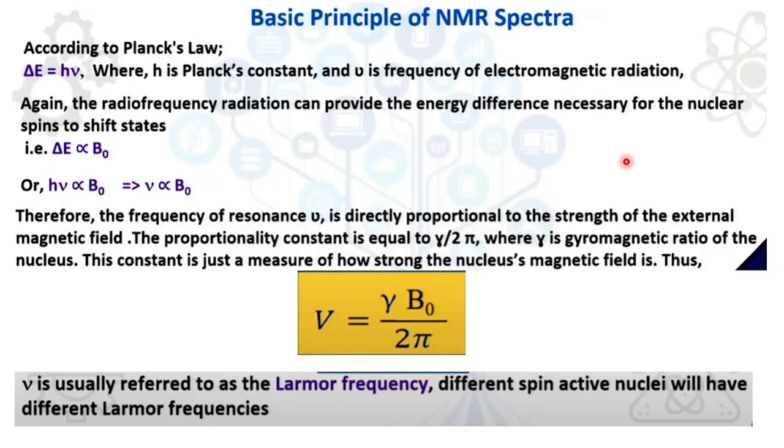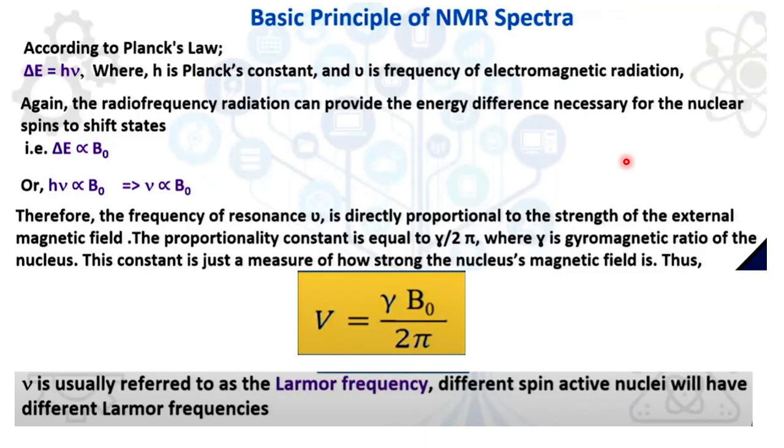Now according to Planck's law, delta E equal to h nu, where h is the Planck's constant and nu is the frequency of electromagnetic radiation. As a charged species, it will generate an electric field, and because it is moving, it will also generate a magnetic field. That's why it will generate electromagnetic radiation. Now again, the radio frequency can provide the energy difference necessary for the nuclear spin to shift states. That is, delta E is proportional to B0, and delta E equal to h nu. So h nu is proportional to B0.